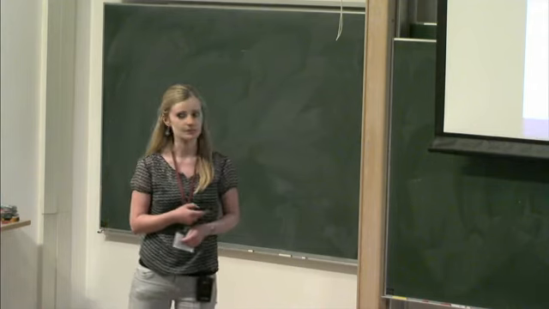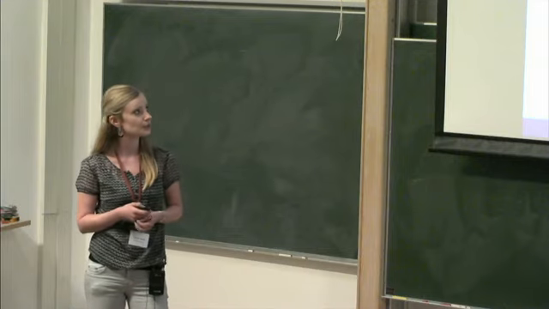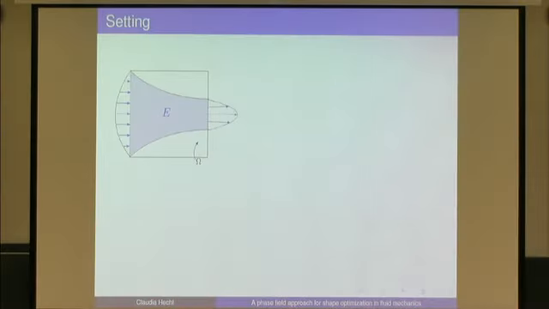I'm going to start with introducing you to the setting. So the picture you could have in mind throughout this talk is the following. So we have this fixed container omega, which is this rectangle here. And inside this container omega, there may be some parts which are filled with fluid. And this is denoted by E here. So there's one part filled with fluid.